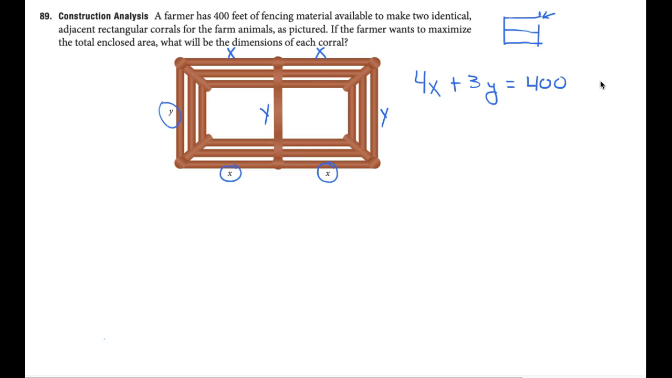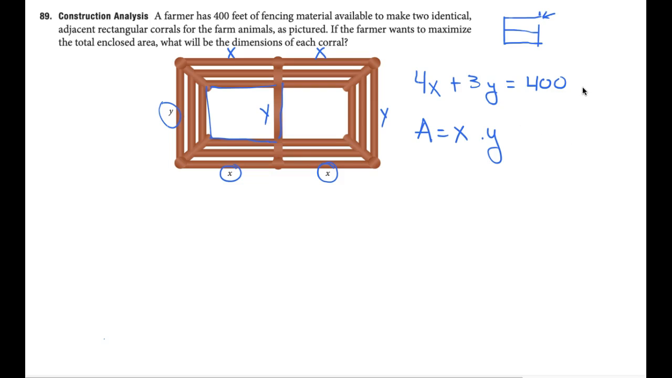All right, so now the area is what we want to maximize. You can do both corrals and it still works out the same. Strangely, I did it both ways and it works out the same. So we're just going to look at one square, because if we maximize one, we've maximized both. So area equals X times Y, the area of one of the corrals, and we want to find the dimensions of each corral.